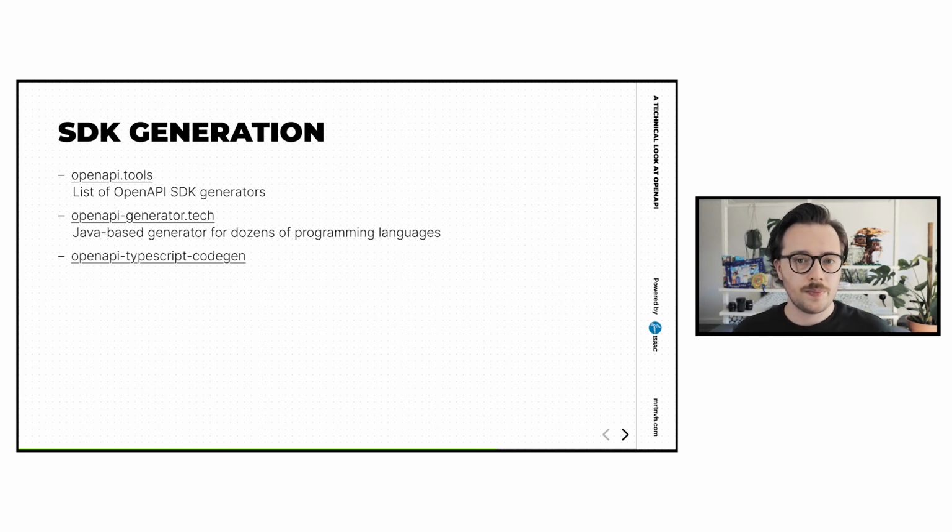If you want to use one, I suggest you first look at openapi.tools, which is a site which provides all kinds of tools for OpenAPI documents. OpenAPIgenerator.tech is a well-known one. It's Java-based and outputs to multiple programming languages. My favorite client generator at this moment is OpenAPI TypeScript Codegen.